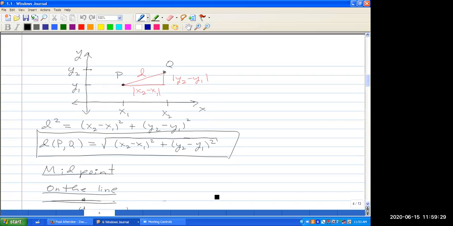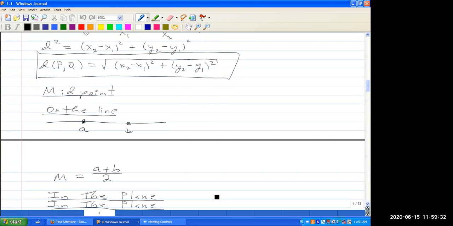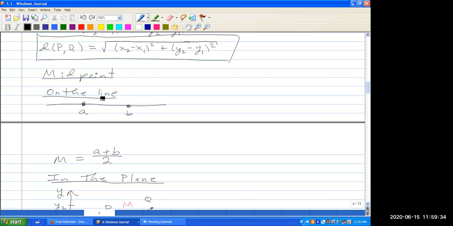The midpoint. Suppose you have 2 points, 7 and 5, and I want to find the midpoint between 7 and 5. What's the average of 7 and 5? Well, I just add them. 5 plus 7 is 12, and divided by 2 is 6. So the average of 5 and 7 is 6. The midpoint between the points 5 and 7 on the number line is just the number 6.